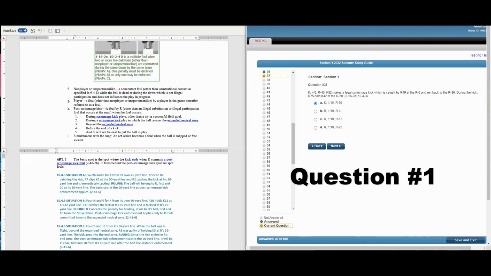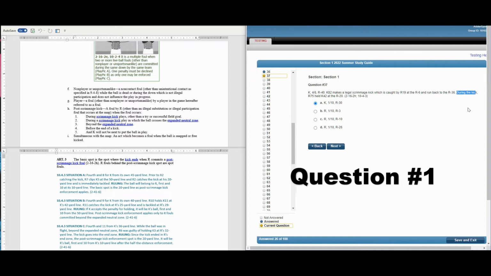Okay, question 37. Now pay attention, guys. This is a question that deals with post-scrimmage kick fouls. Something we do not get a lot of, but if we do get them, we can screw it up big time. So K 4th and 6 at the R40. K82 makes a legal scrimmage kick, which is caught by R19 at the R6 and run back to the R36. During the kick, R75 held K42 at the R20. Now, you notice it specifies during the kick.